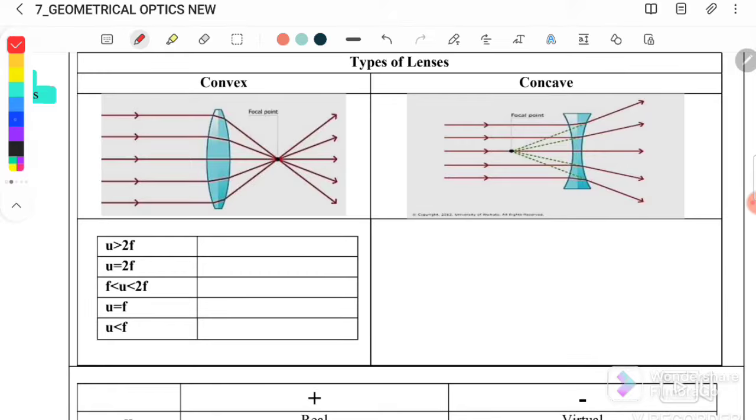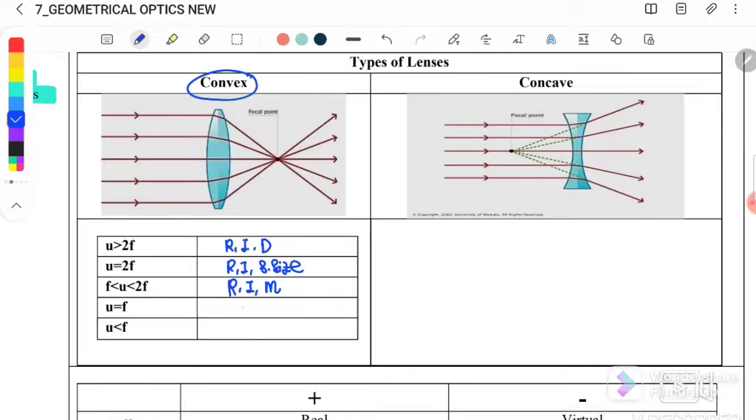Last time for the convex lens, we had the characteristics of the image formed. If U is greater than 2F, you will get a real, inverted, diminished image. If it equals 2F, the image is real, inverted, same size. If the object is between F and 2F, the image formed will be real, inverted and magnified.